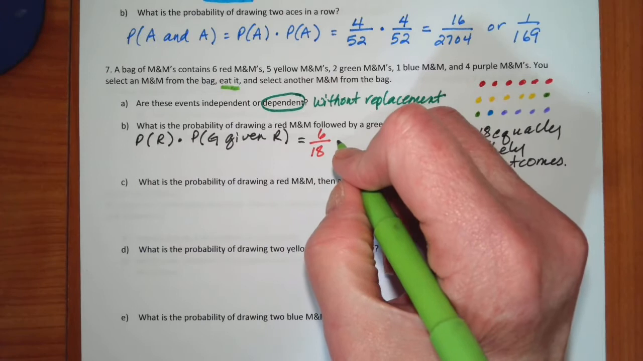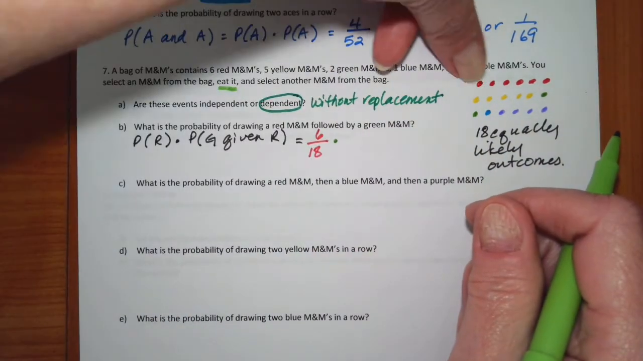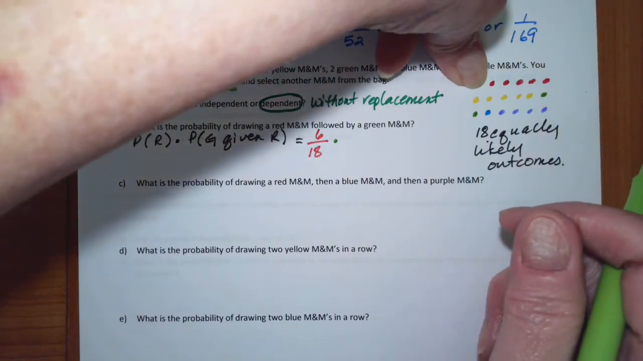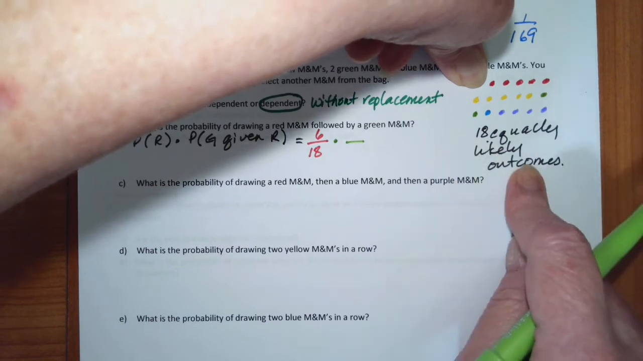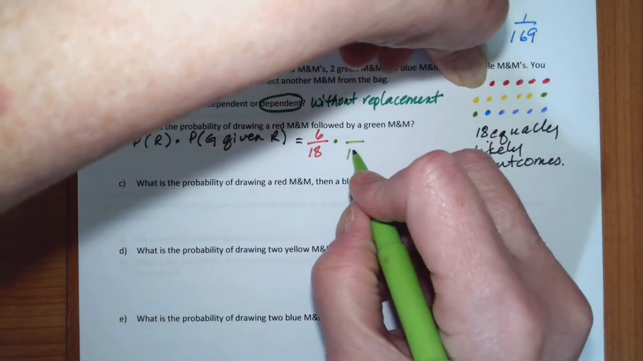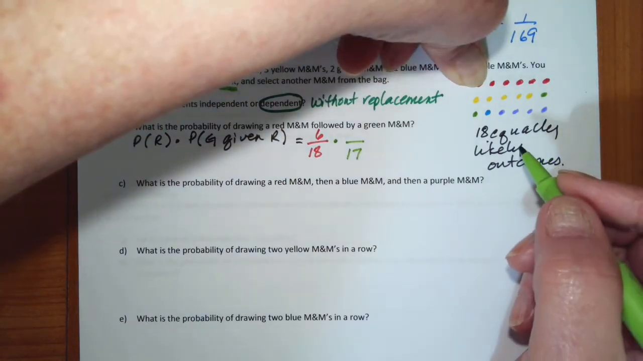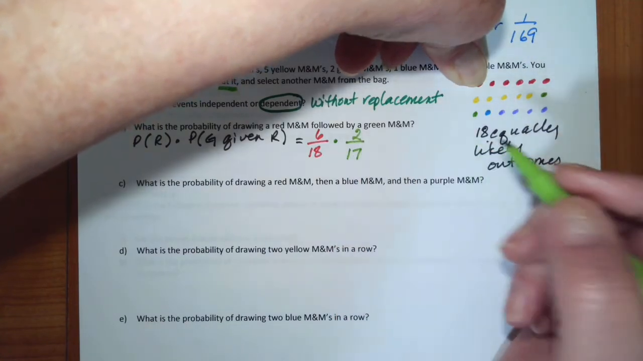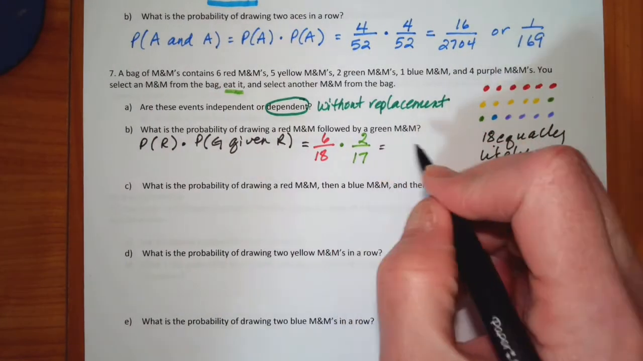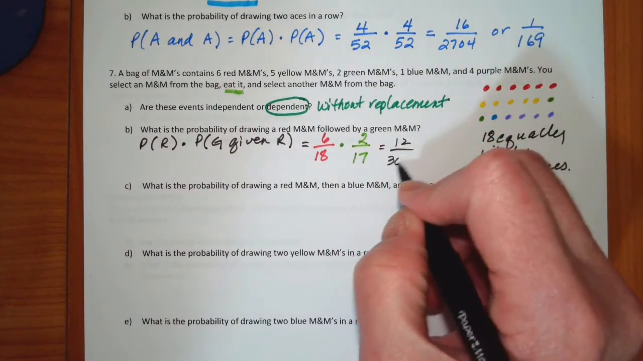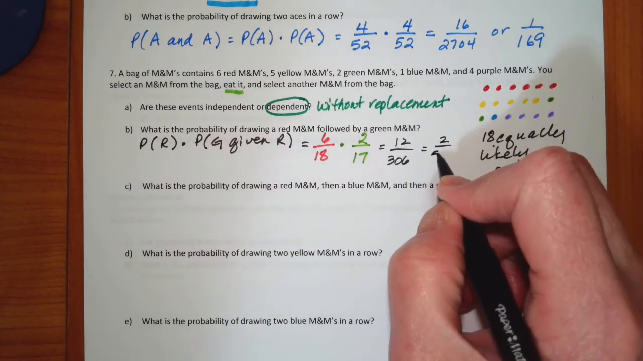But now let's look at the probability of drawing a green. We have to consider that one of these is gone, which means we no longer have 18 equally likely outcomes, there are only 17, because you've eaten one of the M&Ms, so there are 17 left in the bag. There are 2 green out of those 17 possibilities. That gives us 12 out of 306, which becomes 2 out of 51.